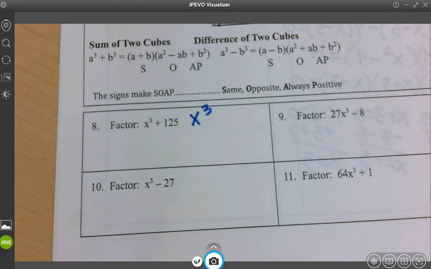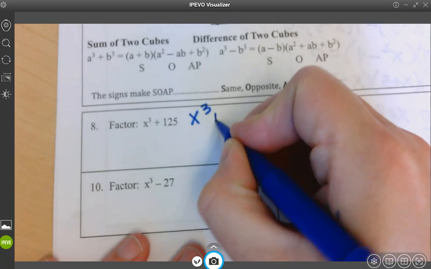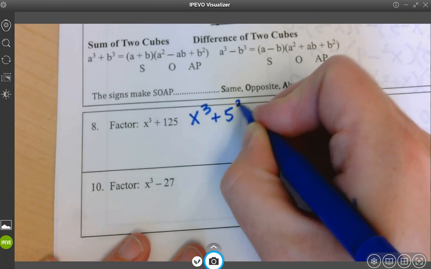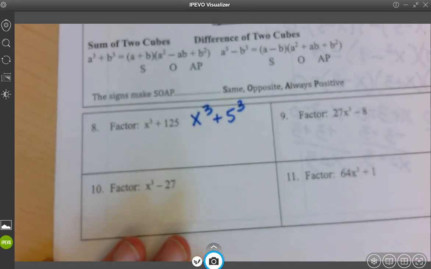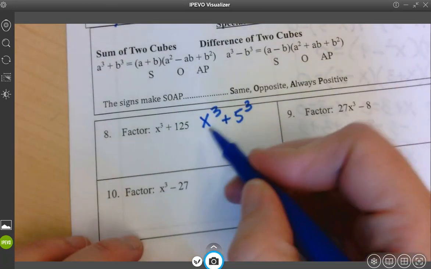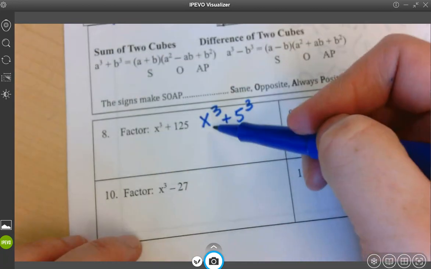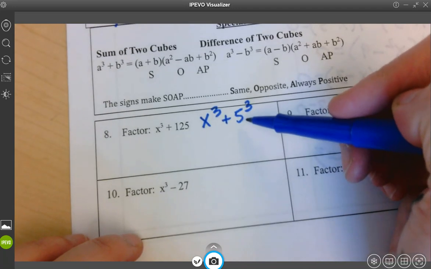Somebody told us an answer. So what number to the third is 125? 5, right. So 125 is 5 to the third. You can prove that to yourself by multiplying 5 times 5 times 5, and it works. All right. So we have x to the 3 plus 5 to the 3, and that means that instead of a, we have x. Instead of b, we have 5.